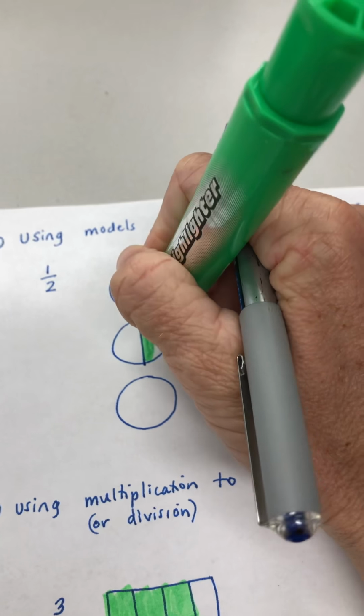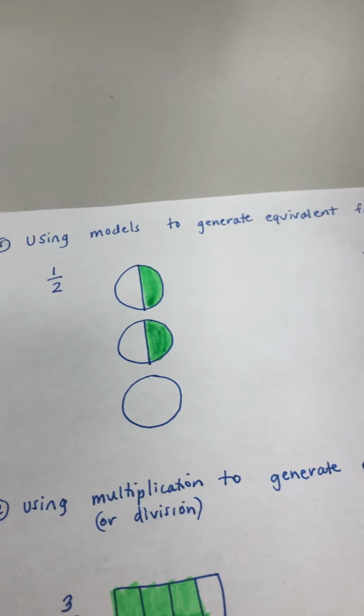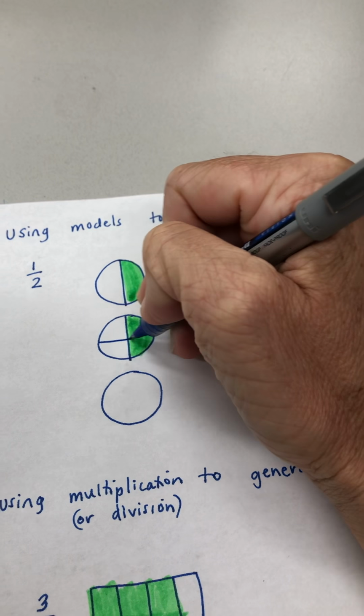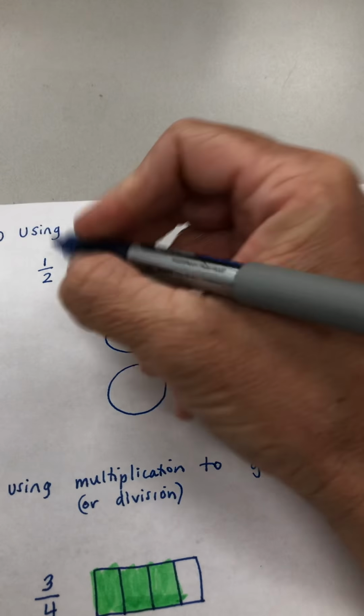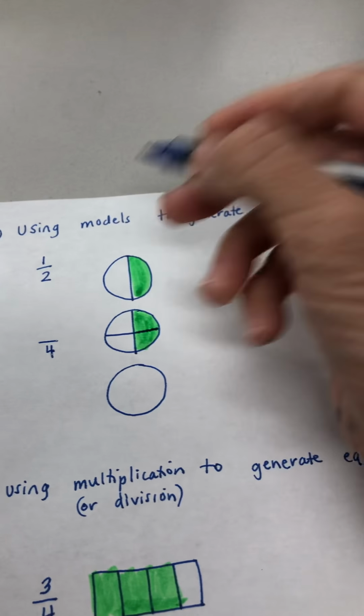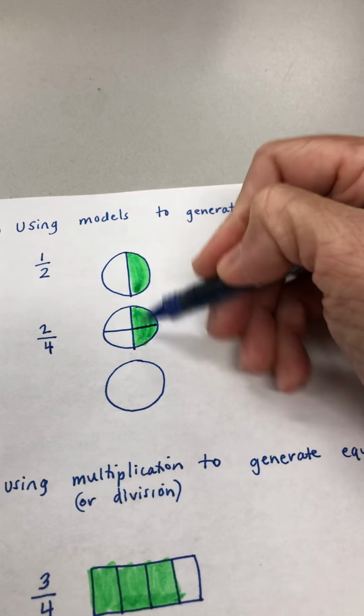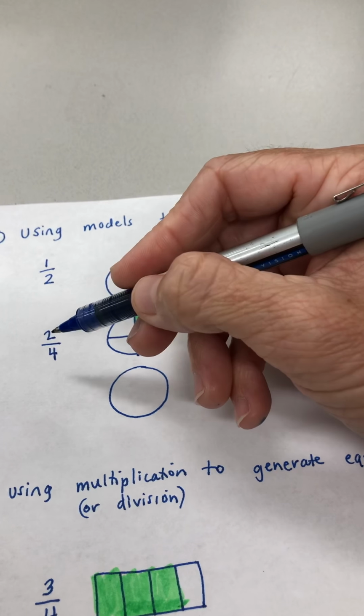Well, we're going to learn that we can show this same amount shaded in using different size pieces. So if I didn't want my pieces to be quite so big, if I wanted to make this into a different number of pieces, I could split this also into fourths. So I split it into fourths. Now I'm going to have two of those fourths shaded in. Okay, it still shows the same amount shaded in, but it's using different numbers.